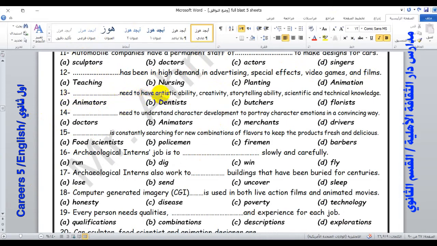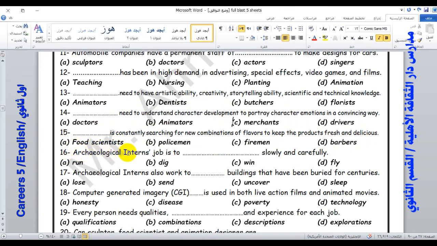13. Animators need to have artistic ability, creativity, storytelling ability, scientific and technical knowledge. Animators متخصصين رسوم متحركة. 14. Animators need to understand the character development to portray character emotions in a convincing way. Animators need to understand character development. 15. Food scientists are constantly searching for new combinations of flavors to keep the products fresh and delicious. delicious دي معناها لذيذ. الوحيد اللي بيتعامل مع طعم مين؟ food scientists.